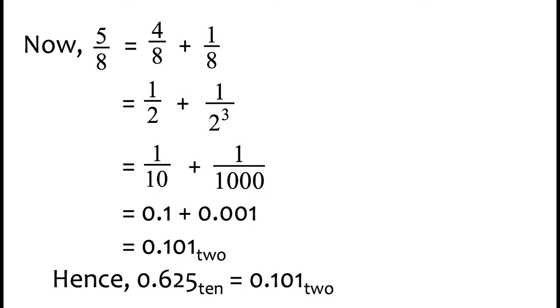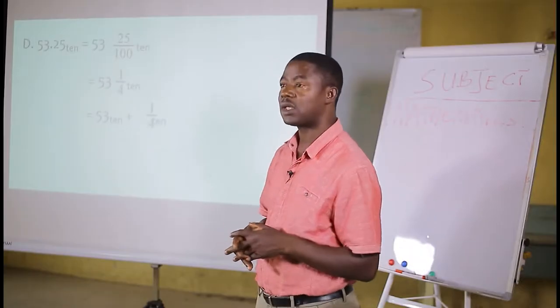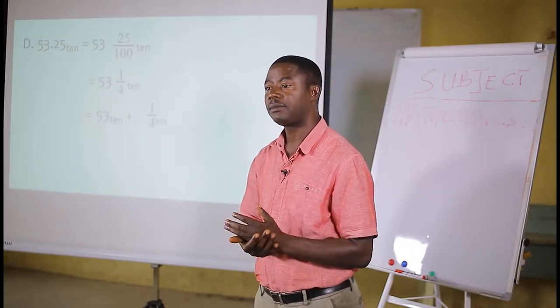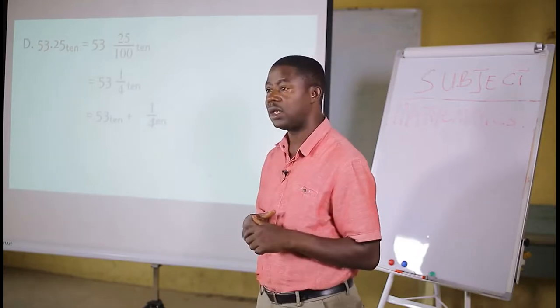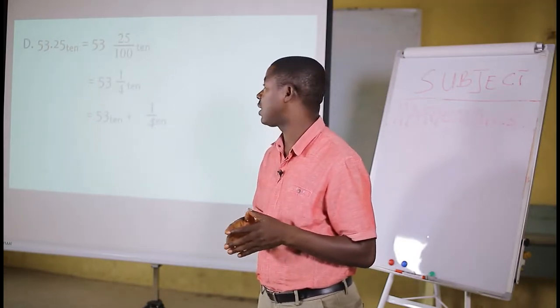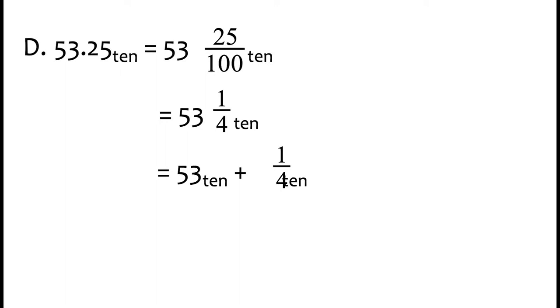Then the next question, which is question D, we are expected to convert 53.25 base 10 to binary.